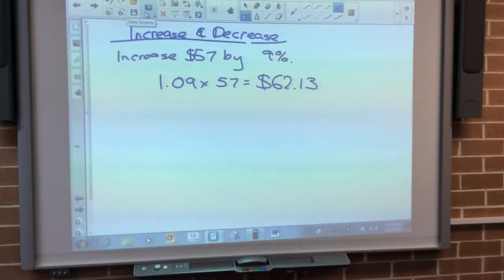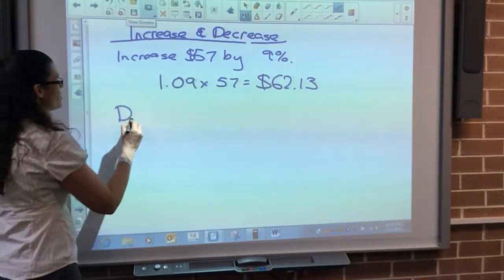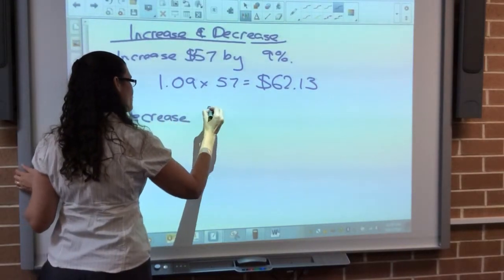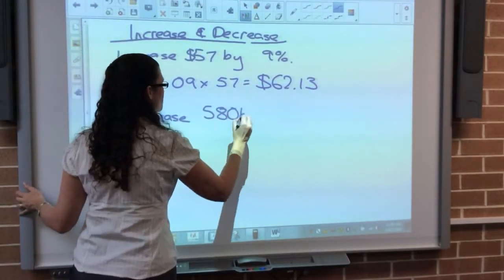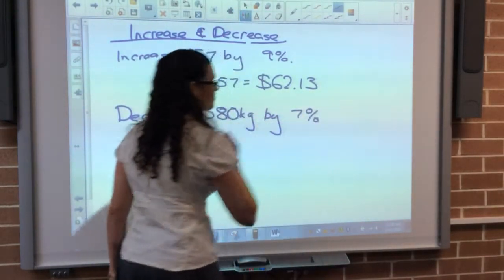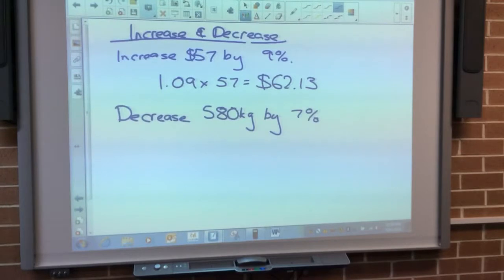Okay? What if I had a decrease? Say I want to decrease 580 kilograms by 7%. What's the quick way to do this? Well, you can do the same thing as the other one, minus. Yeah, so something to do with minusing, yeah? Would you do 580 times 93%? Sorry. Why did you choose 93%?